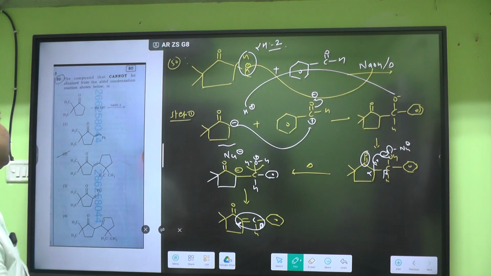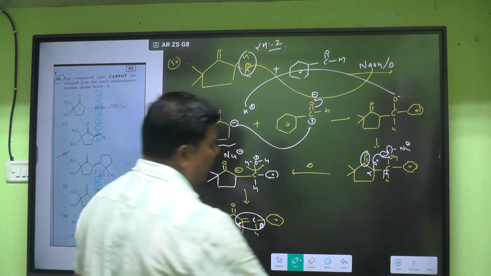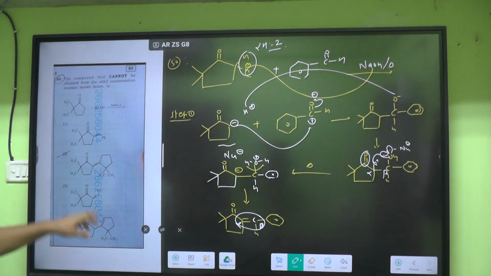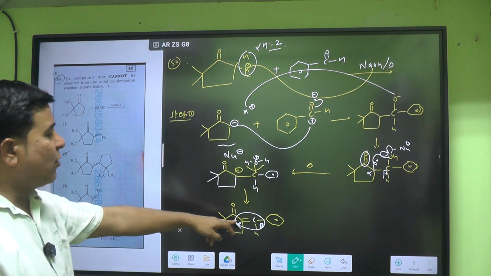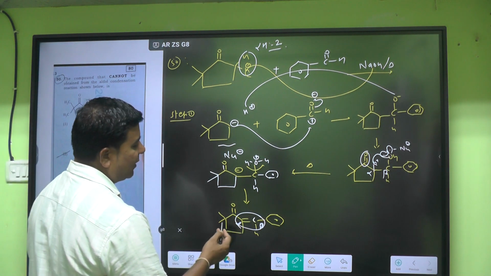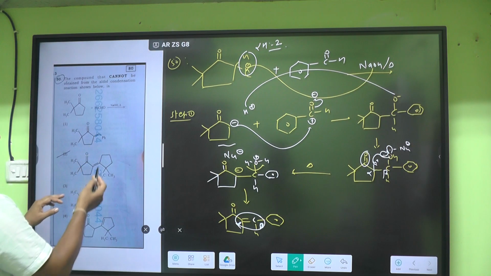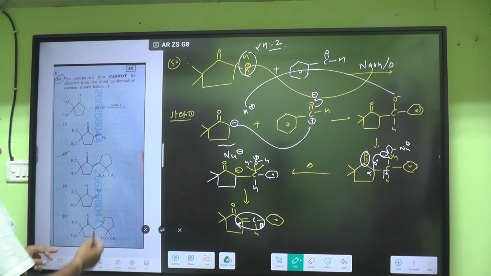Now suppose it causes self-aldol condensation. What product will form? Understood everyone? The first option is correct because the cross product will be this. It causes self-aldol condensation where both are the same. It shows geometrical isomerism, the cis form and the trans form, with different arrangements. So both are correct.